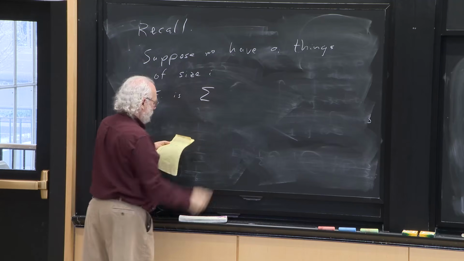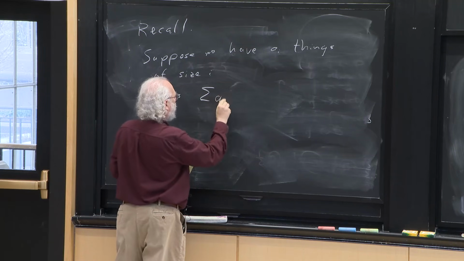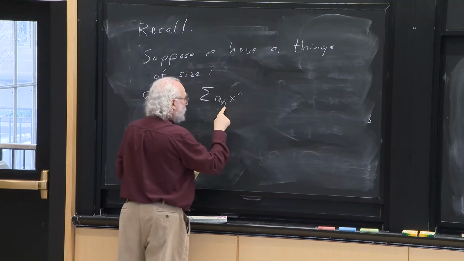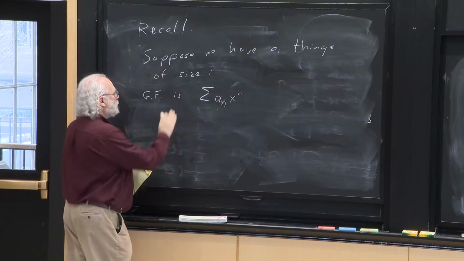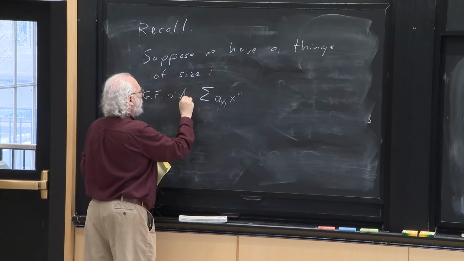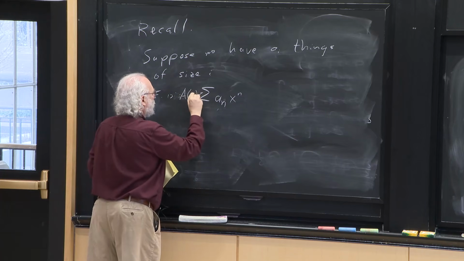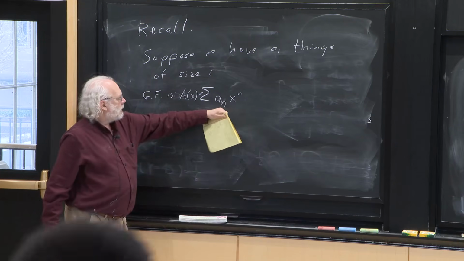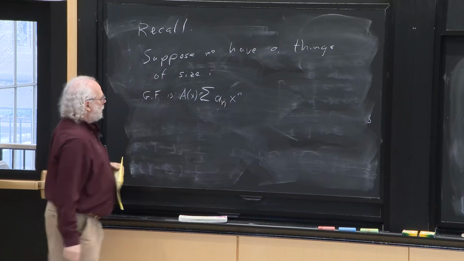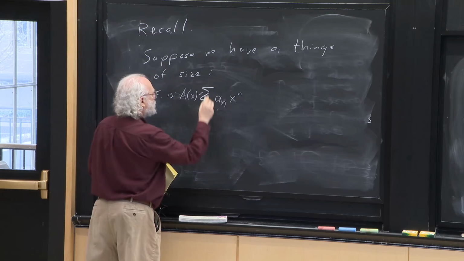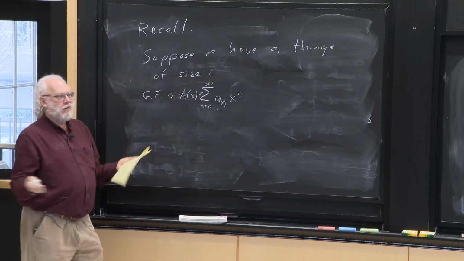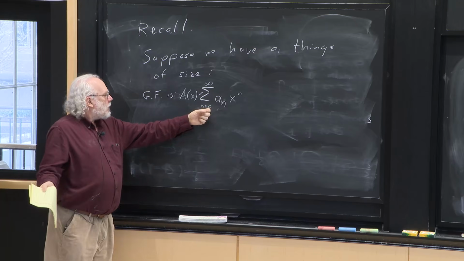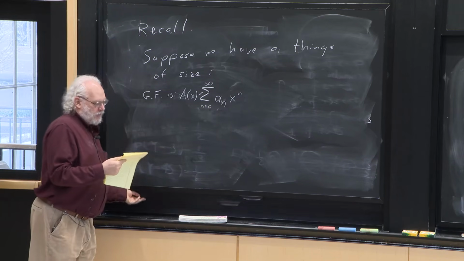is summation a sub i x to the i. Okay, the notes generally use n for this, so I'm going to try to do that, but I'm probably not going to be consistent. The generating function is A of x equals summation a sub n x to the n, n equals, well, let's say 0 to infinity, but maybe we want to start counting at 1 in certain cases.